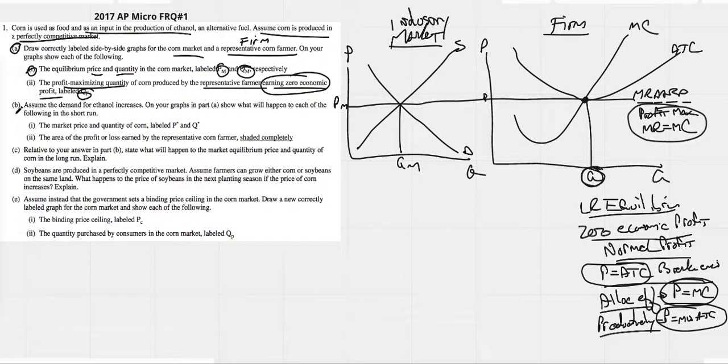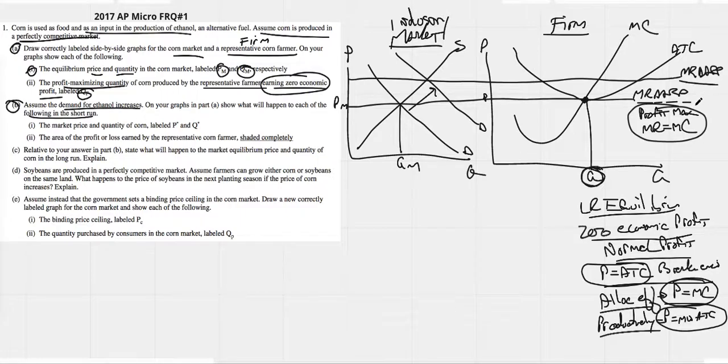All right. It says assume, B, the demand for ethanol increases on your graph in part A. Show what will happen to each of the following in the short run. Demand for ethanol increases, which obviously means demand for corn increases also. So the demand for corn goes up. This gives us a new price or new Mr. DARP. Ooh, sloppy. First thing we do, new profit max, right? We got a new Mr. DARP, so we got to find where our marginal cost and marginal revenue now come together.